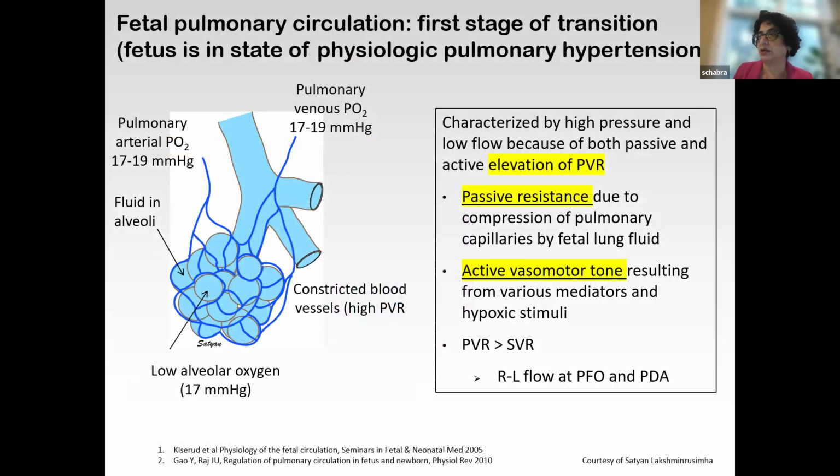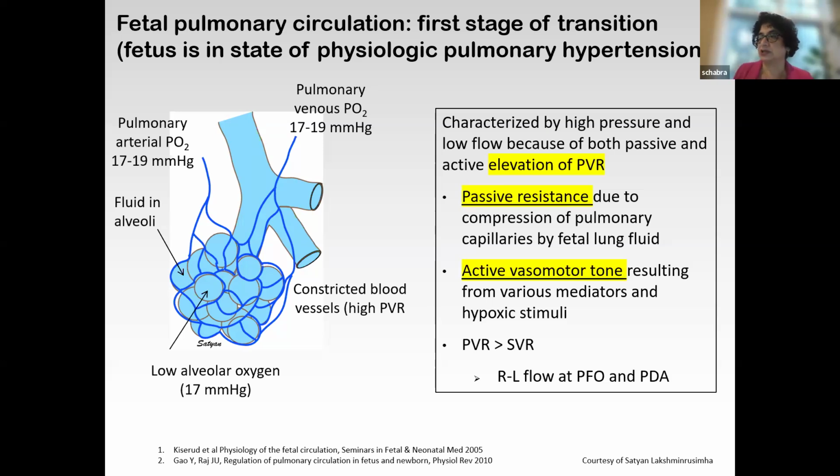So essentially what we are saying is that the first stage of transition is that the fetus is in a state of physiologic pulmonary hypertension. It's not that the fetal lungs are not expanded in utero. They are expanded, but the alveoli are filled with fluid. The oxygen levels in the alveoli are low compared to the postnatal levels, and the arterioles that perfuse the fetal lungs are markedly constricted, partly due to the low PO2, resulting in high pulmonary vascular resistance. So the key is high pulmonary vascular resistance during fetal life.